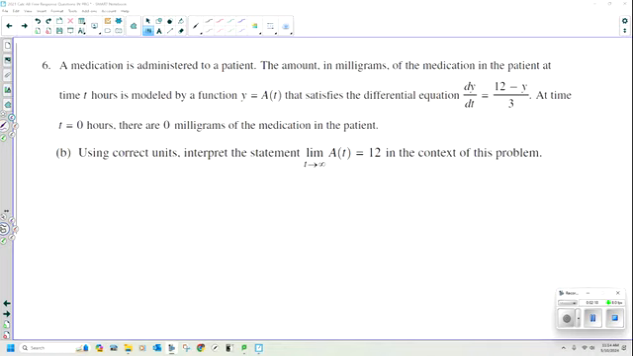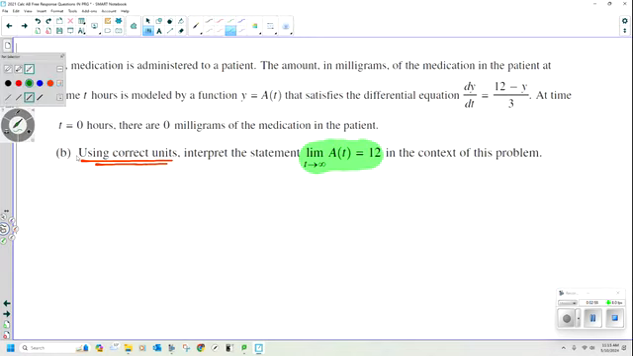Part B, let's see if it's a little bit more challenging than part A was. Part B says, using correct units, so I'm going to have to label this correctly, interpret the statement: the limit as t goes to infinity of A of t is 12. We don't even have to do work. We're just going to interpret this mathematical sentence, this limit, in the context of the problem.